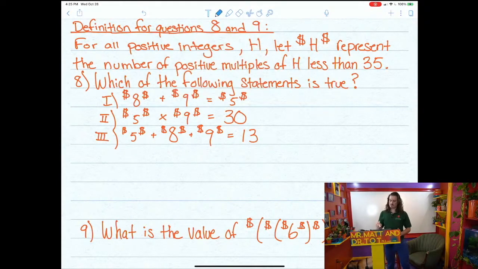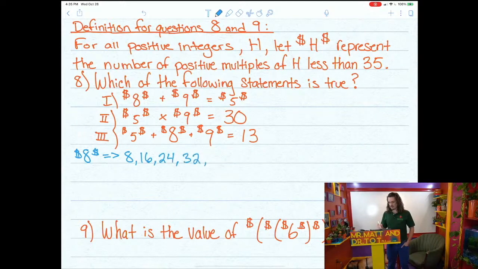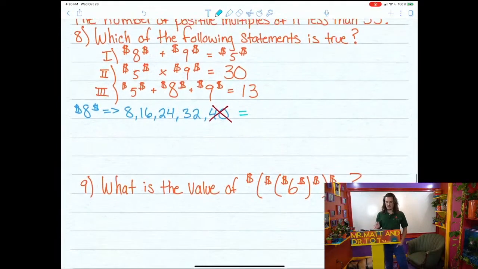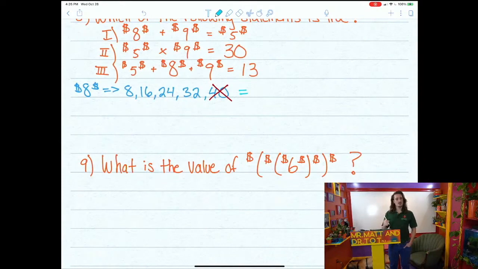They're telling us here that when they wrap a certain number with these dollar signs, it no longer represents that value, but it represents the number of positive multiples of h less than 35. So $8$: the positive multiples of 8 are 8, 16, 24, 32, 40. Notice 40 is not less than 35. So there are 4 multiples of 8 less than 35. So $8$ represents the number 4.